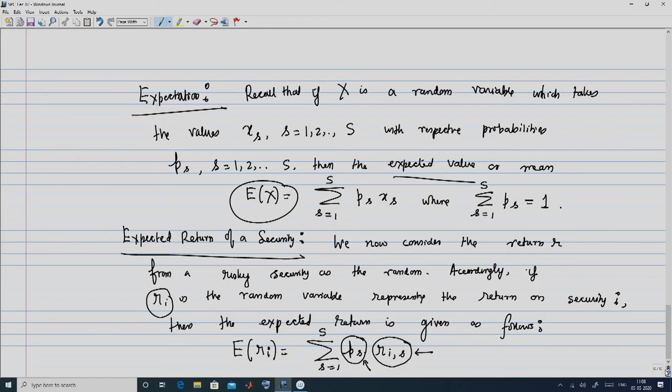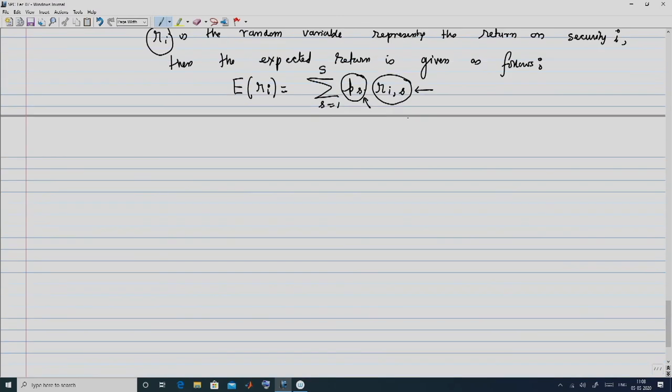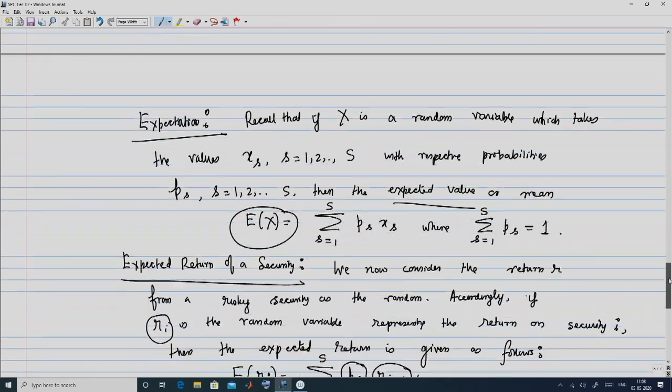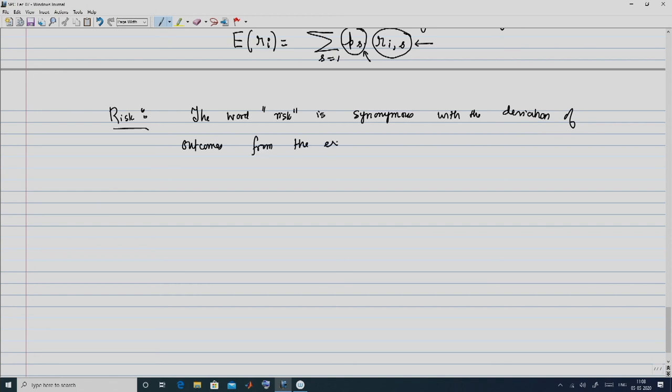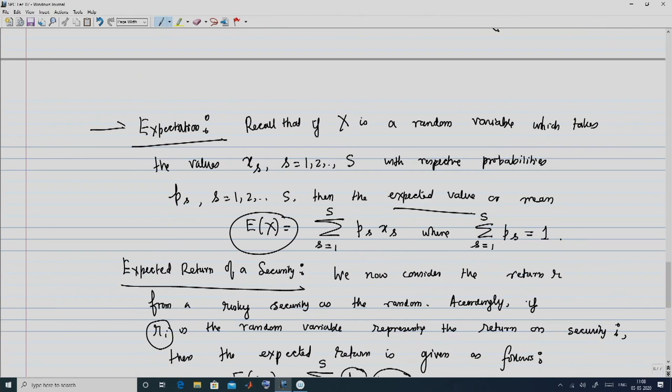Okay, now coming back to this general discussion. So here I have calculated the expected return. So now once we have talked about expectation and the expected return of the security, we move on to the next pillar of the Markowitz model, namely the risk. So here in the context of the discussion, the word risk is synonymous with the deviation of outcomes from the expected value.